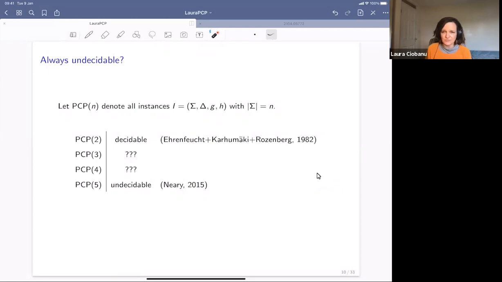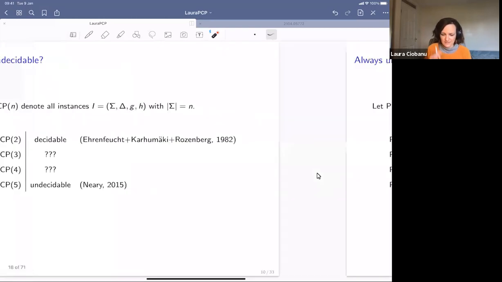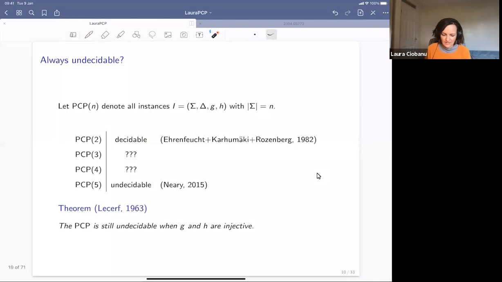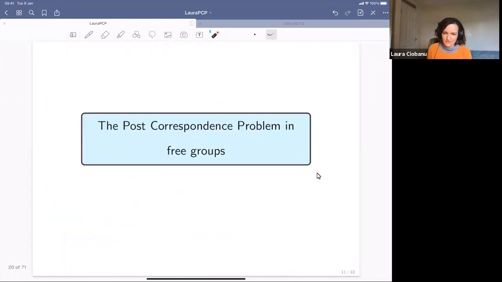Now, something that will be relevant for later on is that if the maps G and H are injective, PCP is still undecidable. So this injectivity will play a big role, as we'll see later. And this is, again, a relatively old result. So I think this is what I wanted to say about the classical PCP.